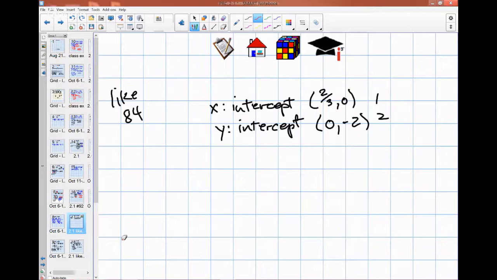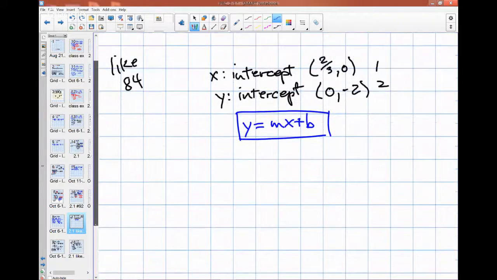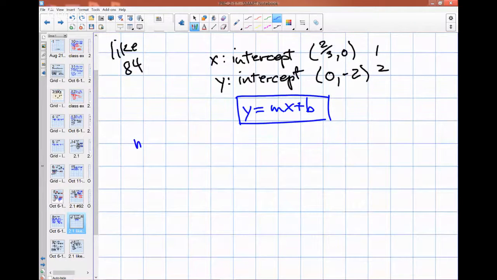So here's the deal. In 84, they give you the x-intercept and the y-intercept, and the question is, can you find the equation? Instead of what they said, we're going to shoot for this form, as we're going to do with the entire lesson. Do you know how to find the equation of a line given 2 points? Yeah, start by finding the slope. Same old deal, so this is kind of a repeat.